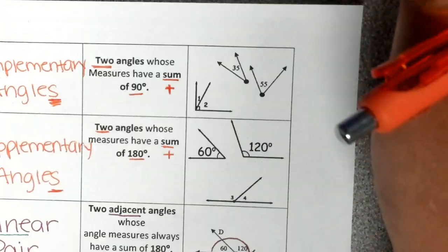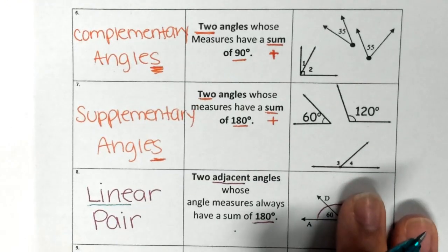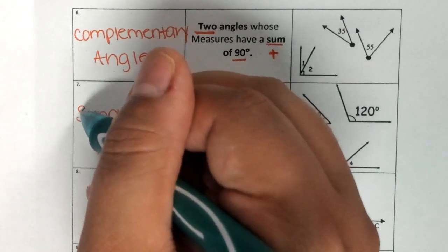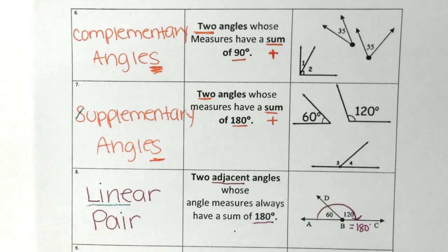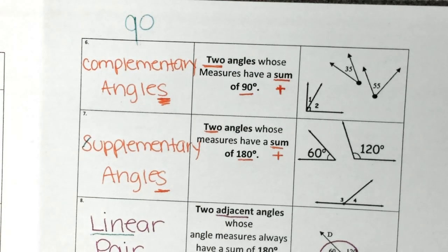Now, how do you remember which one's which? Look up. Supplementary starts with an S. What can I turn S into? An 8. 180. Supplementary is 180. Complementary, complementary can be turned into a 90.